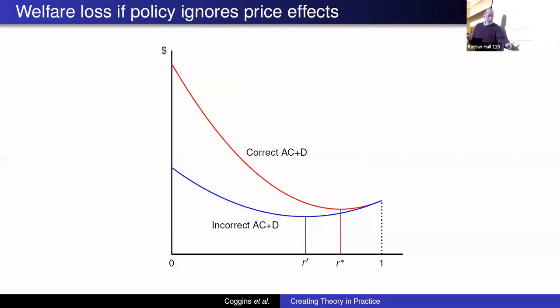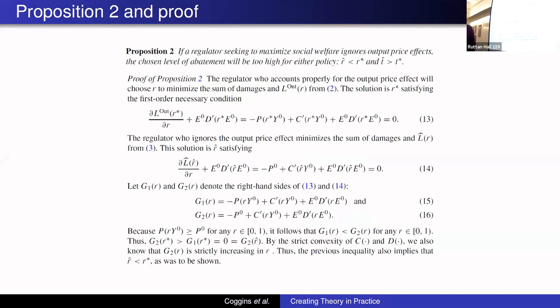Correct optimum, the optimum chosen by the EPA that forgot to worry about general equilibrium prices. And here's the theorem. Proposition two, if a regulator seeking to maximize social welfare ignores output price effects, the abatement will be too high. And again, this is our proof. This is the whole thing.